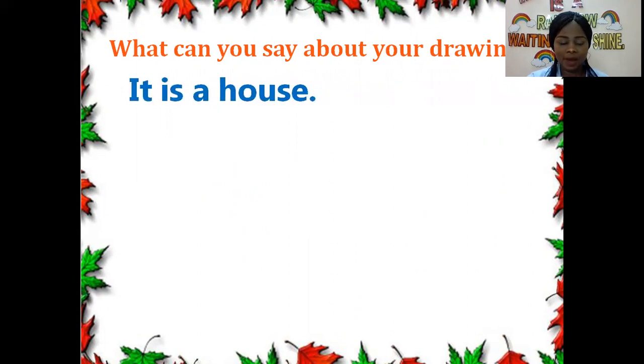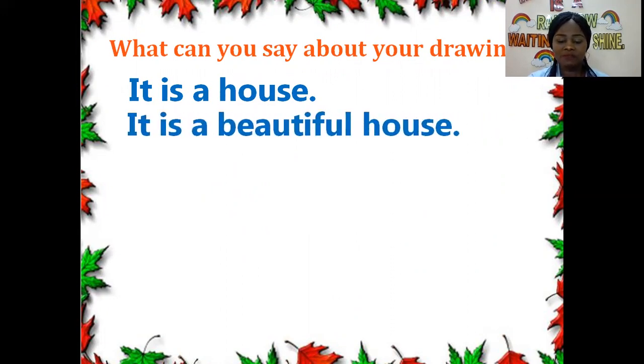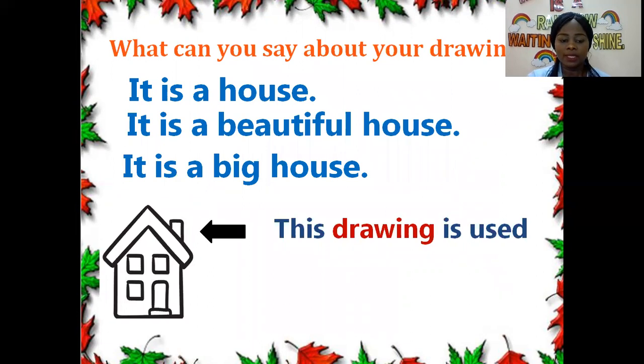It is a house. We are going to read together. It is a house. It is a beautiful house. It is a big house. One more time, shall we read together from the top? It is a house. It is a beautiful house. It is a big house. Very well, everyone. Now, this is the symbol that we drew.